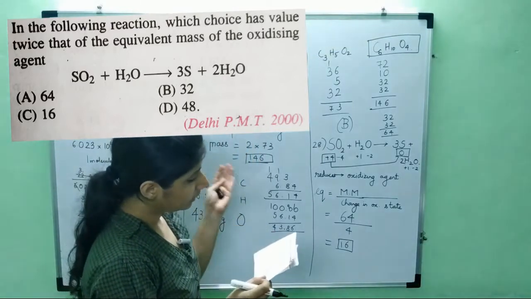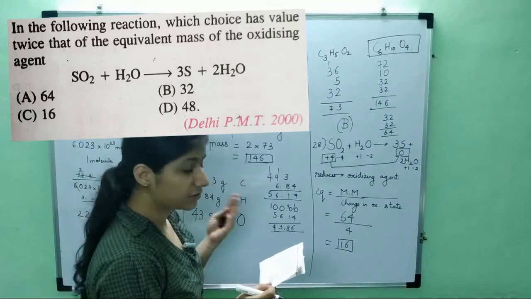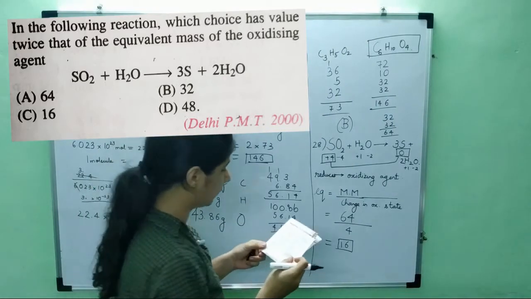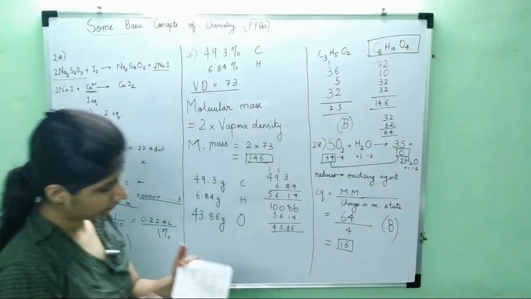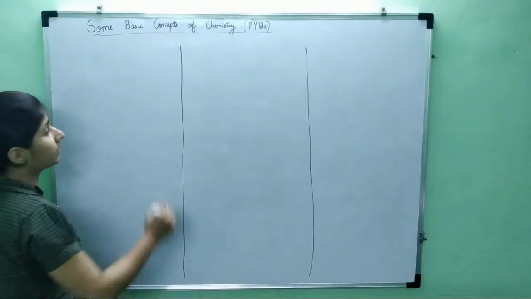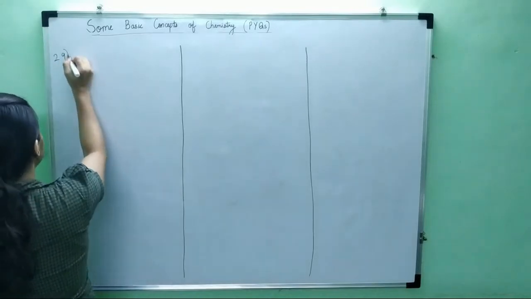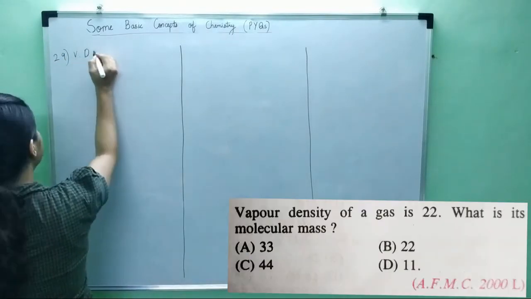So 16 is the equivalent mass of SO2 in this reaction, and I have to find out which value is twice that of the equivalent mass. What is twice the value of 16? It is 32. So which is the right answer? Option B is the right answer. Okay. Let's look at the next question. The question says, the vapor density of a gas is 22.